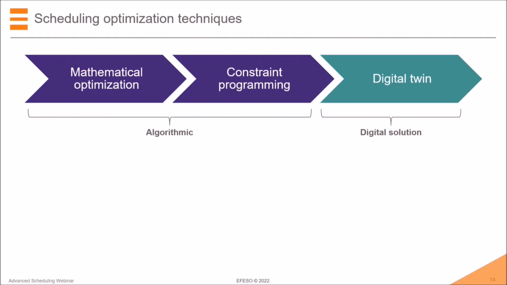Now let's look at a few techniques or algorithms that are used in advanced scheduling. So we have here 3 that we wanted to highlight. We have 2 algorithmic ones, the mathematical optimization and the constraint programming, where it's really an algorithm that looks for the best schedule. And then the third one is a digital twin, which is more a solution, so to say.